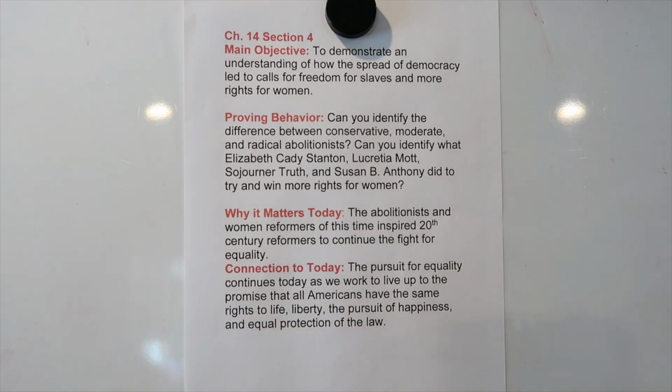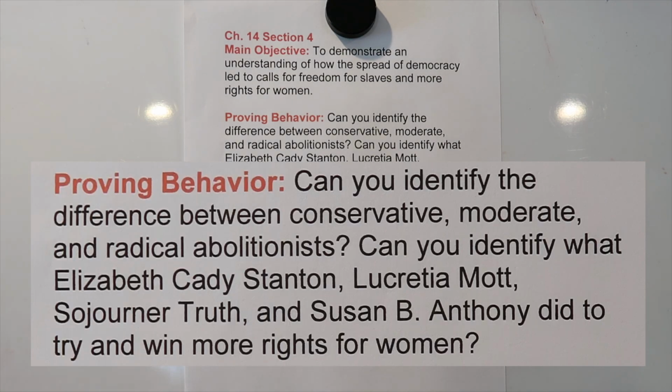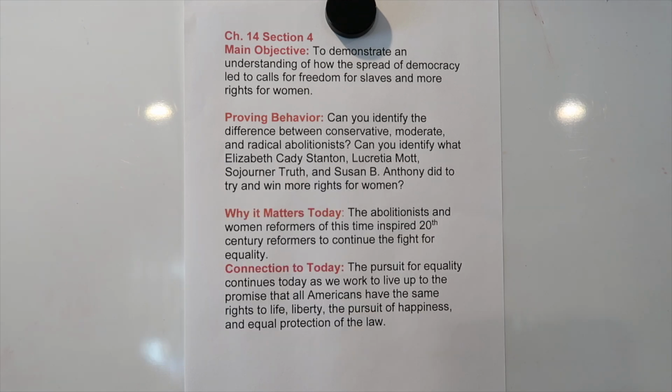The proving behavior is, can you identify the difference between conservative, moderate, and radical abolitionists? Can you identify what Elizabeth Cady Stanton, Lucretia Mott, Sojourner Truth, and Susan B. Anthony did to try and win more rights for women?